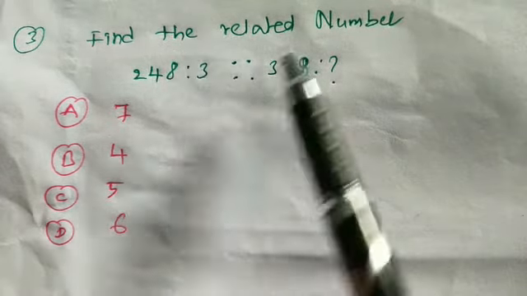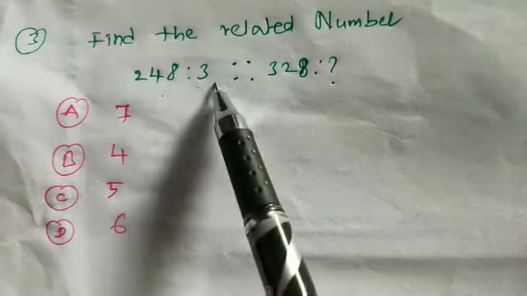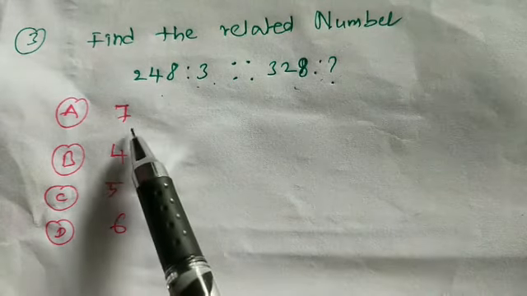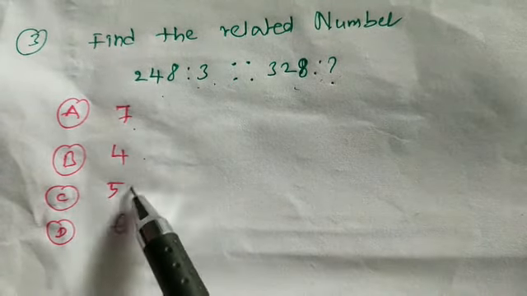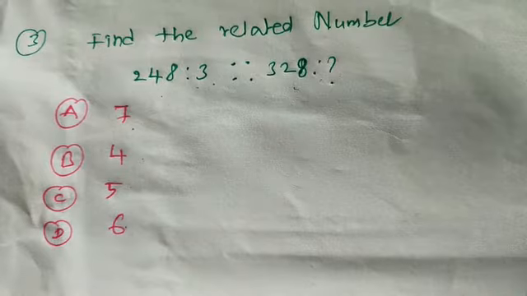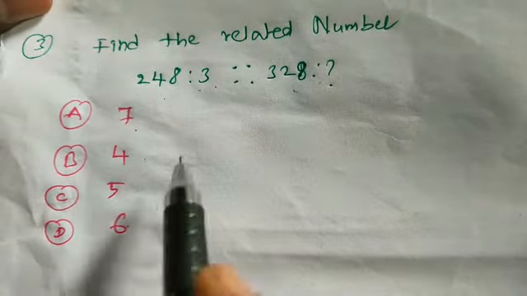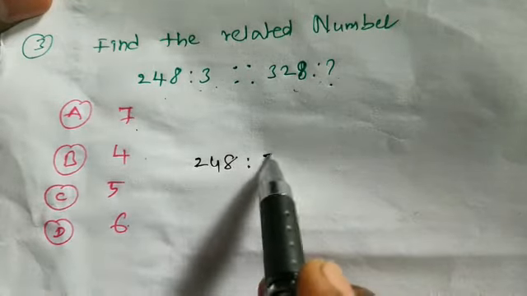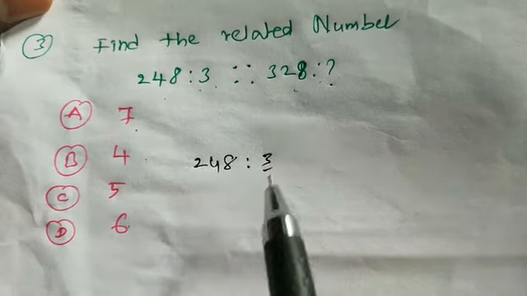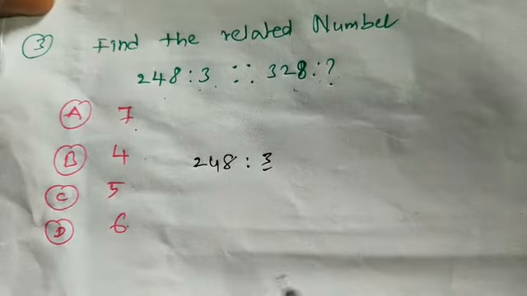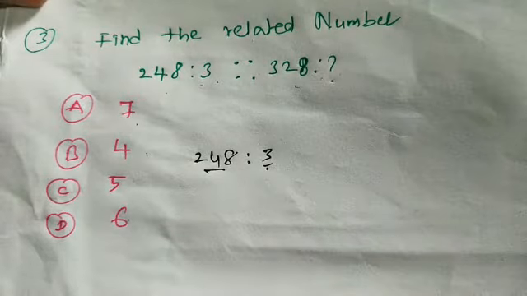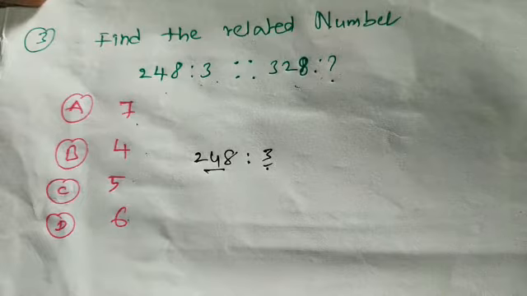Question number 3. Find the related number. 248 is related to 3. In the same way, 328 is related to which number? And the options are 7, 4, 5, 6. Students, see here, with the help of 248, we need to get 3. Is it or not? With the help of 248, we have to get 3. Is it or not?